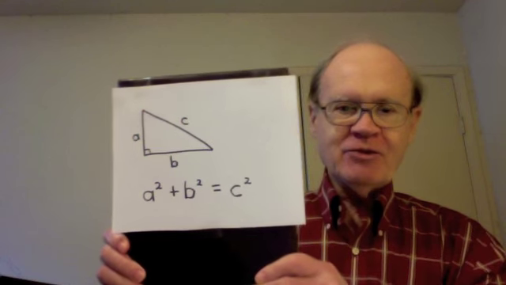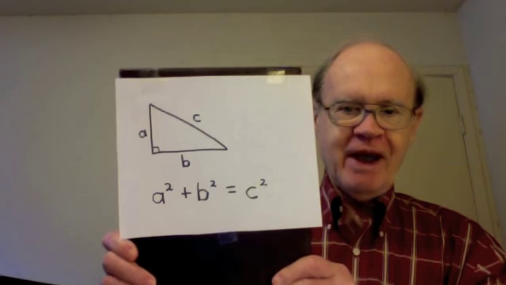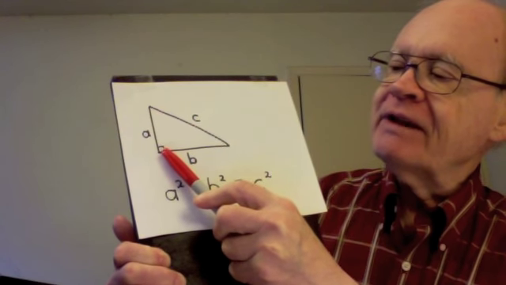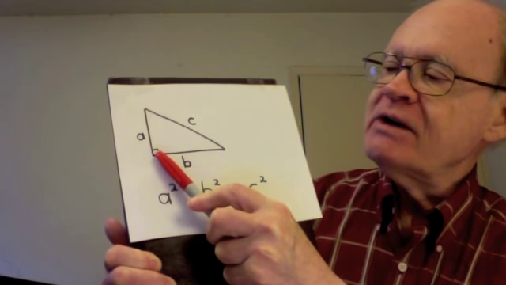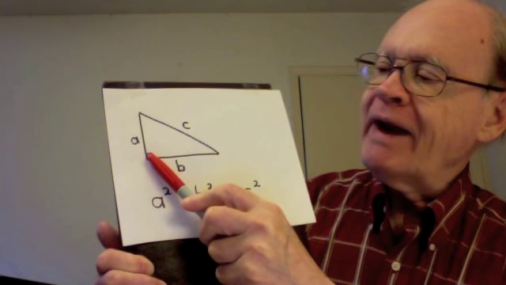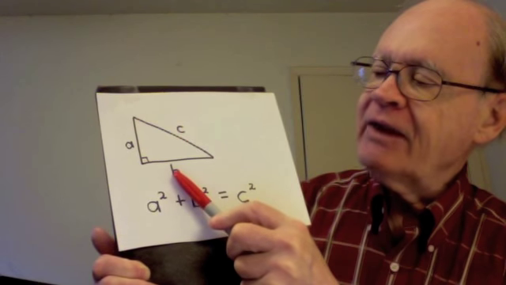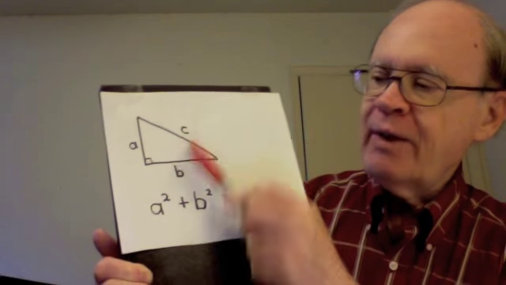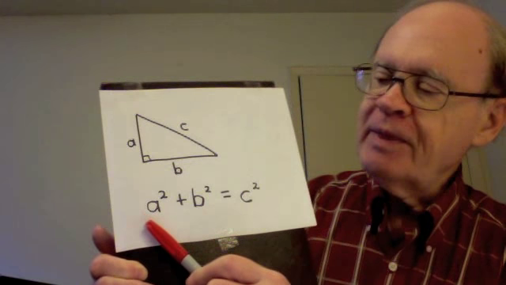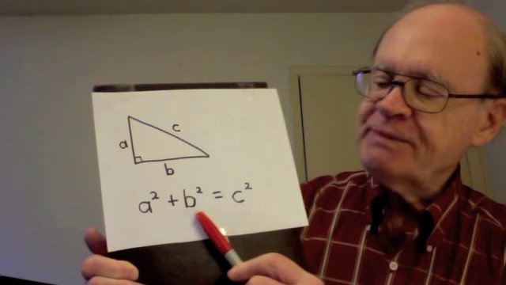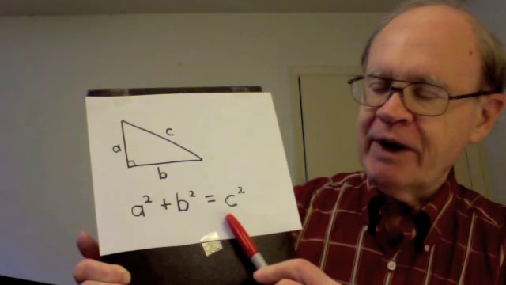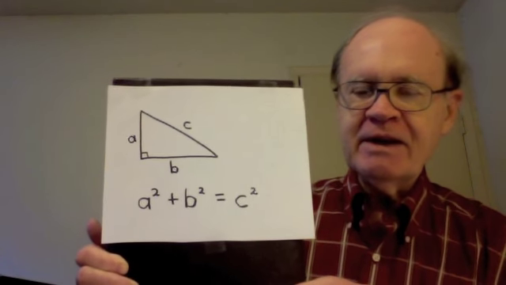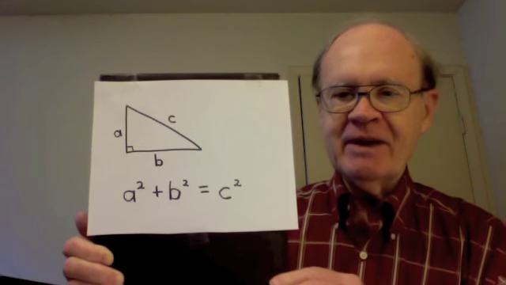It is about a right triangle, that is a triangle with a right angle. If the lengths of the legs, the two sides forming the right angle, are A and B, and the length of the third side, known as the hypotenuse, is C, we have this all-important formula, A squared plus B squared equals C squared, meaning A times A plus B times B equals C times C.